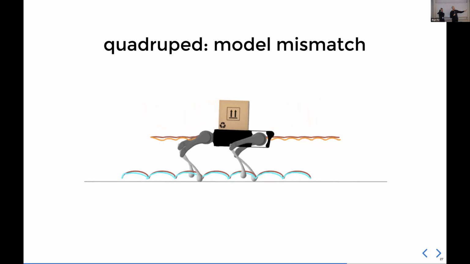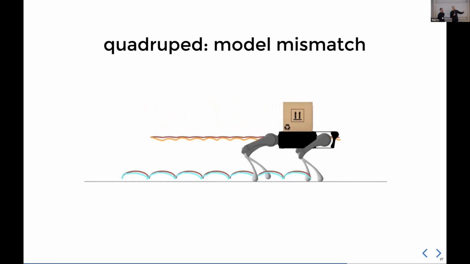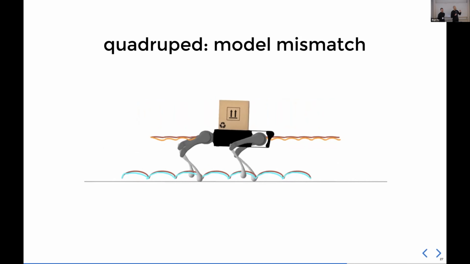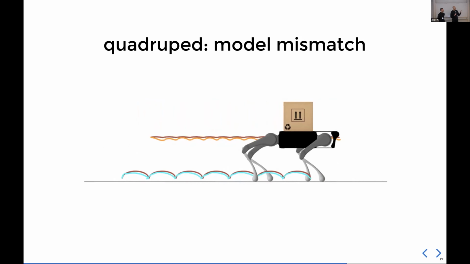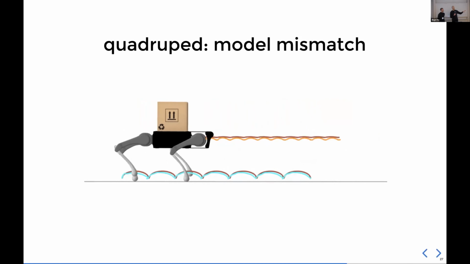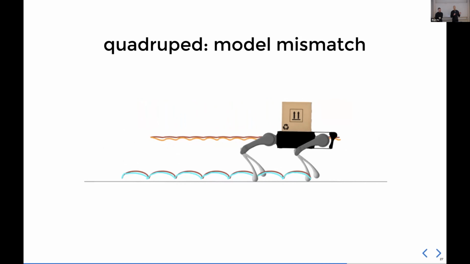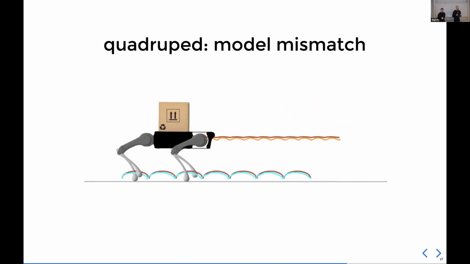What you're seeing here is we now took that policy that we tuned, and we've added a heavy load to the back of the quadruped, and then used that same policy. And you can see that the policy is able to recover from this substantial amount of model mismatch or large disturbance, and is able to keep walking and track this reference gait.